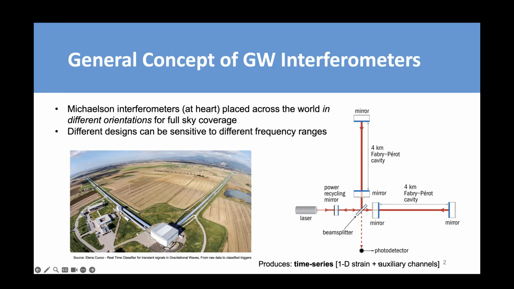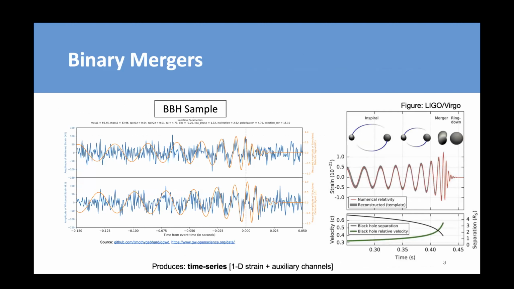Then you have some auxiliary channels as well, which are maybe environmental monitors and so on. But for our intents and purposes, the 1D time series strain is the most important thing to look at. LIGO and Virgo have been really good at detecting binary mergers. Here's a binary black hole merger sample, a BBH sample. These black hole mergers have a very distinctive inspiral, then a violent merger, and then a ringdown. These processes are studied very well. Theorists have put a lot of work into developing the equations that govern these black hole mergers.